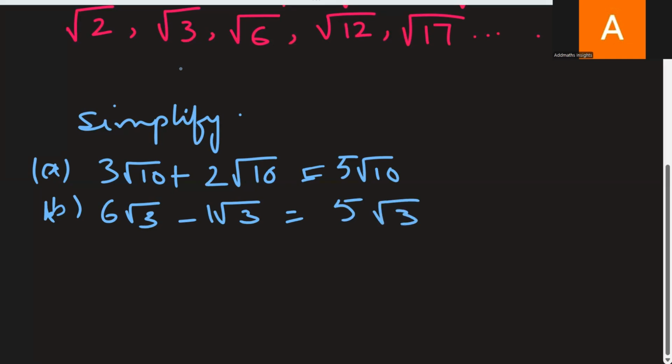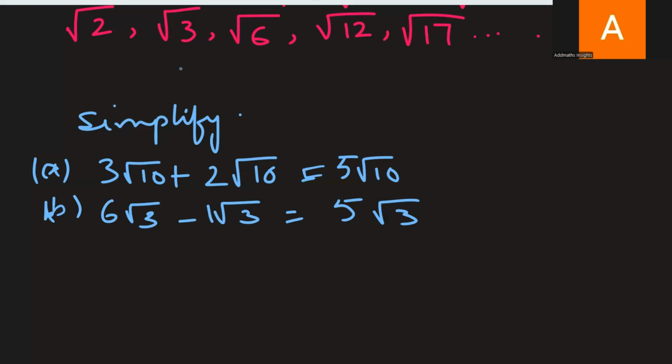It's just like you subtract 6x minus x. 6x minus x in algebra is 5x. So the same is the case here. It's an example of solving like terms. If square root of 10 and square root of 10 are the same surd, you can add them and you can subtract them as well.